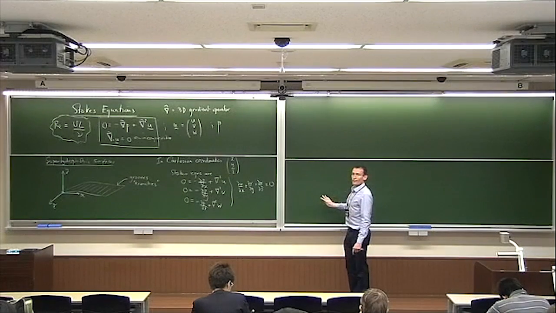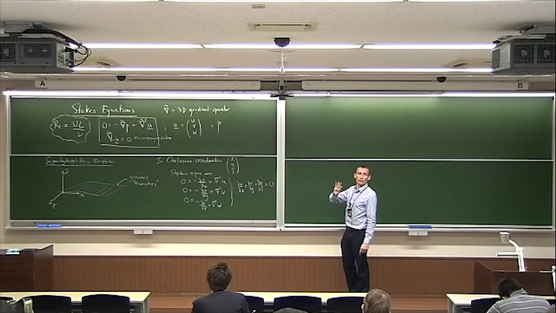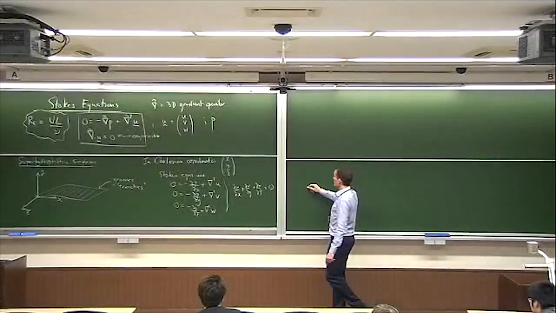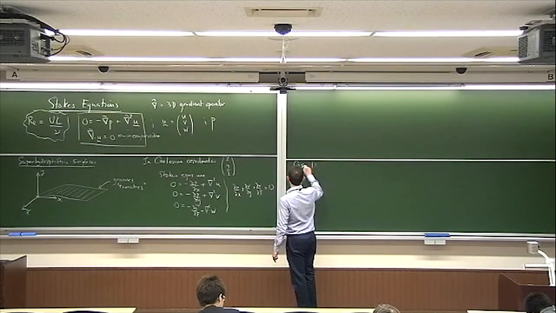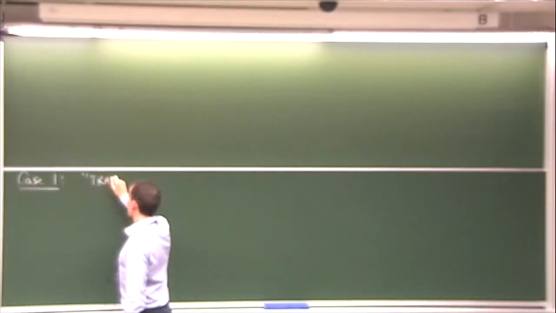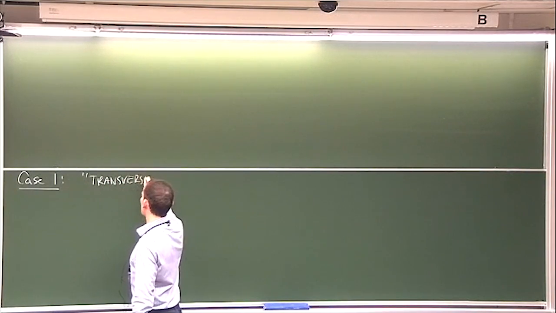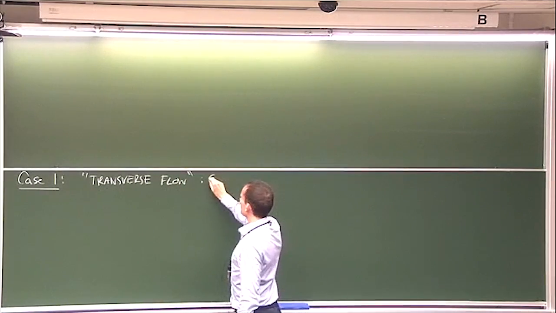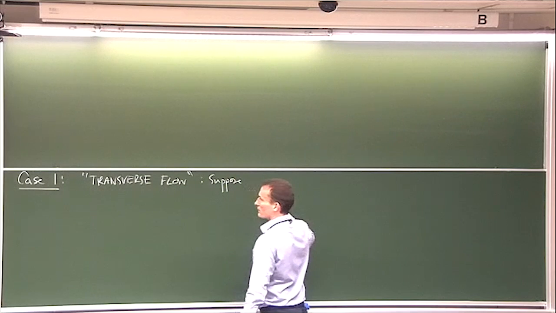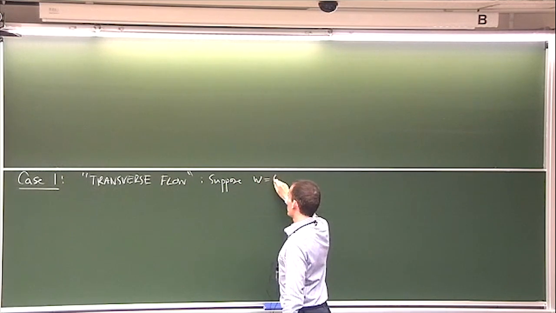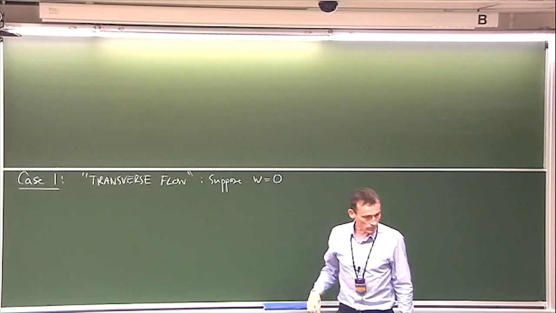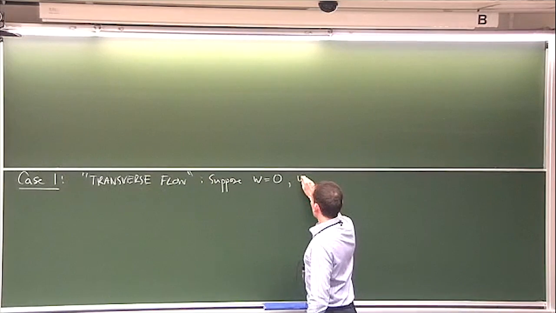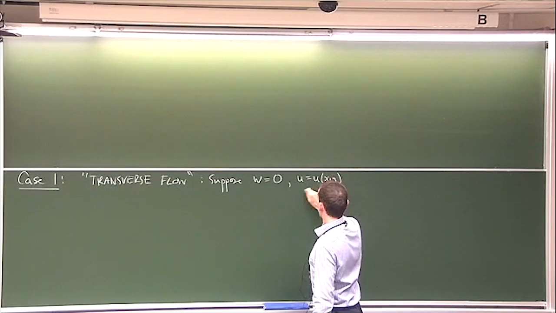I told you the equations are linear, so we can think of separating a flow over that surface in two different directions. And this is what people do. So let's consider case one. People call this transverse flow. So in the literature, you see this word a lot. Transverse flow, this is when you suppose that W is zero, and that U is just a function of X and Y, and so is V.